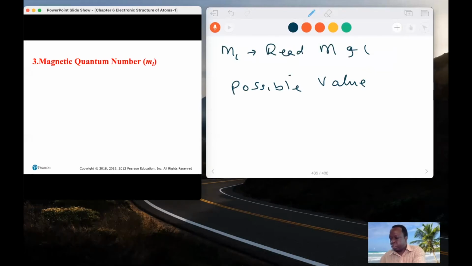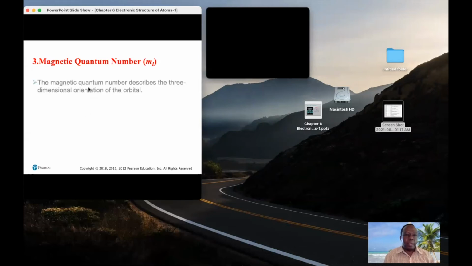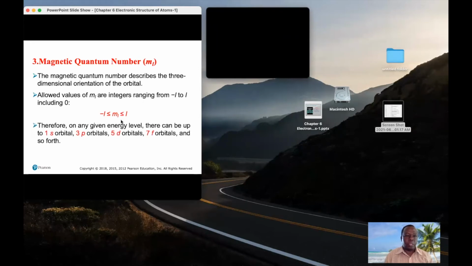Let me just try my pen here a little bit. This takes the maximum values for L. It goes from negative L to positive L. And what this does is describe the shape of the orbital in three dimensions. The m's of L take values from negative L to positive L.